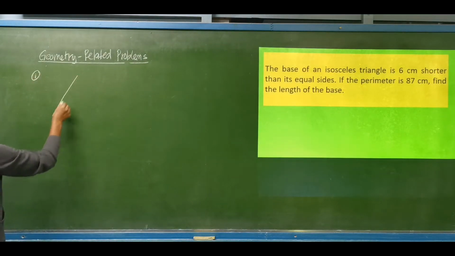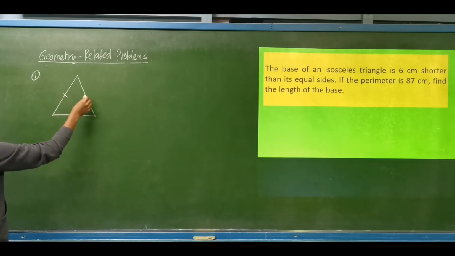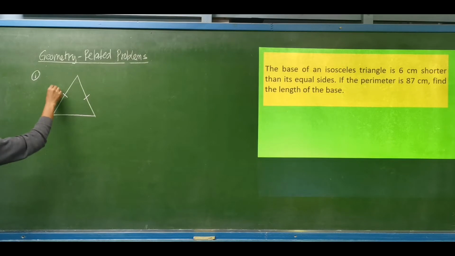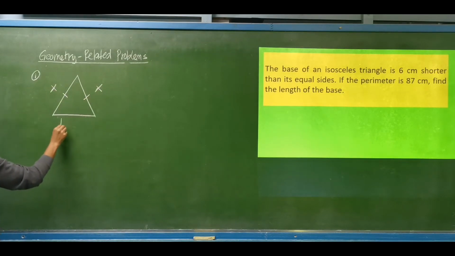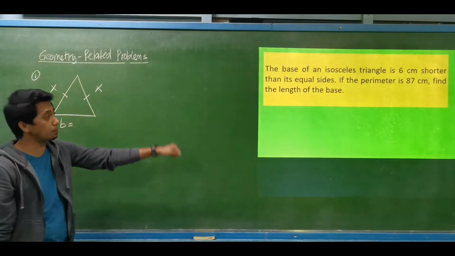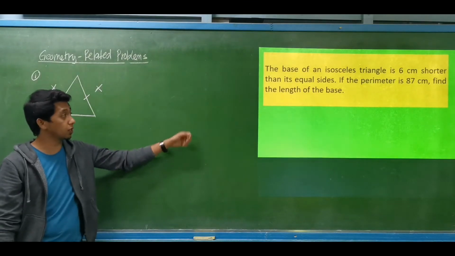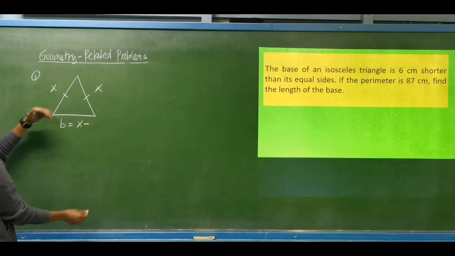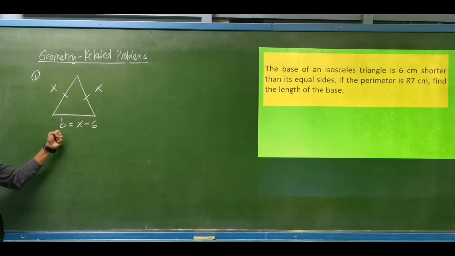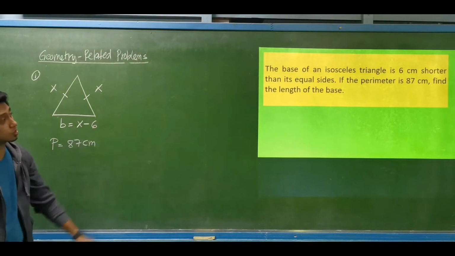If we say isosceles triangle, this is a triangle with two equal sides. Let's say this side is equal to this side. So let's say the equal sides will be x. According to the problem, the base is 6 centimeters shorter than its equal side. So if the equal side's dimension is x, the dimension of the base is x minus 6. The perimeter of the triangle is 87 centimeters as given.